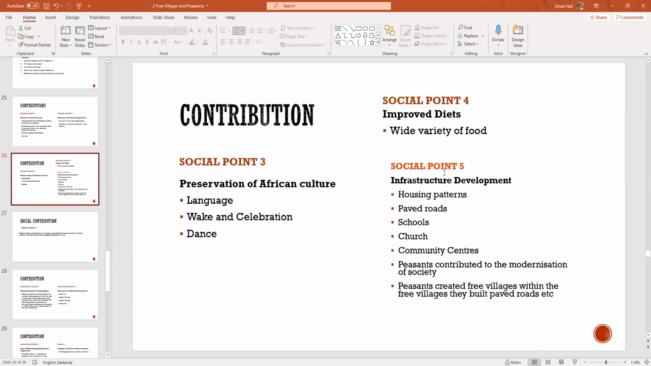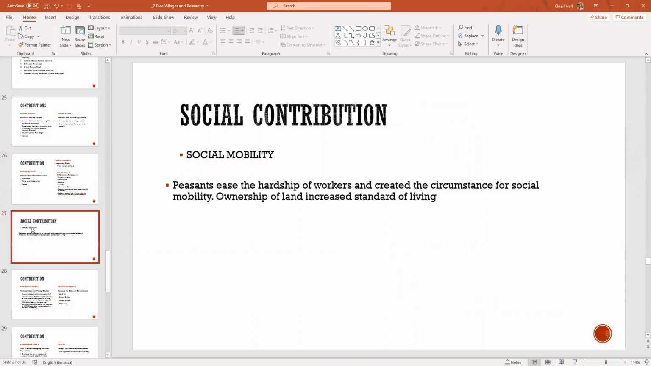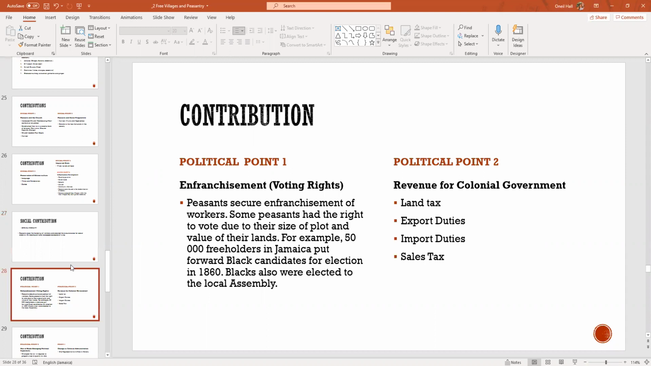Infrastructure development. The peasants are going to build houses, pave roads, and build schools, churches, and community centers. They are modernizing the communities. Also, as a peasant, you're going to have social mobility because now you own your piece of land, and with land, you increase the standard of living. Social mobility, you move from one level to the next. So those are some of the social contributions.